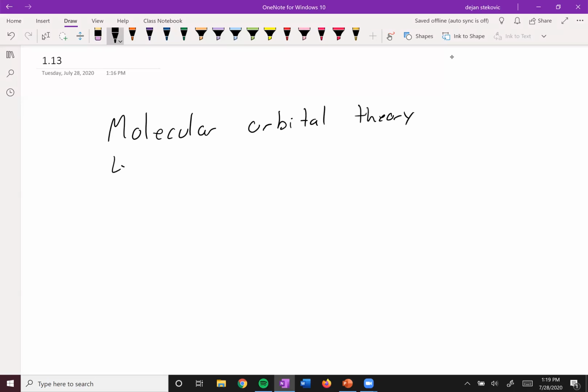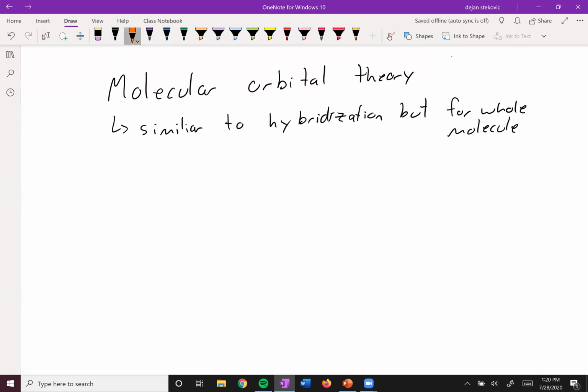And it's very similar to hybridization, but instead of just considering bonds between one atom and its surrounding atoms, we're considering the whole molecule, right? So similar to hybridization, but it's for the whole molecule. And so similar thing here, right?